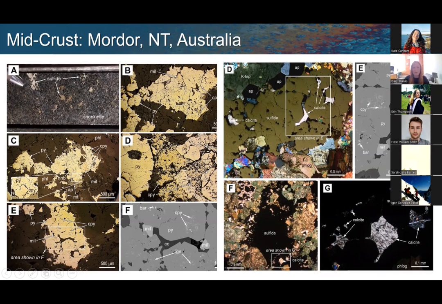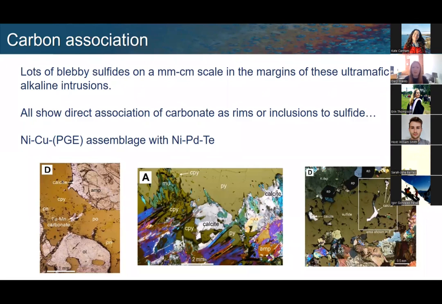So a kind of summary of the different case studies we have is that we've seen a presence of blebby sulfides that have an association with carbonate, where the lower crustal intrusions have a much more pristine texture and a bit more dissociated up into the mid-crust. And these are also associated with more alkaline rich host rocks, and typically this mineralization occurs along the margins of these intrusions. But again, we're seeing this assemblage of nickel copper with nickel palladium tellurides.